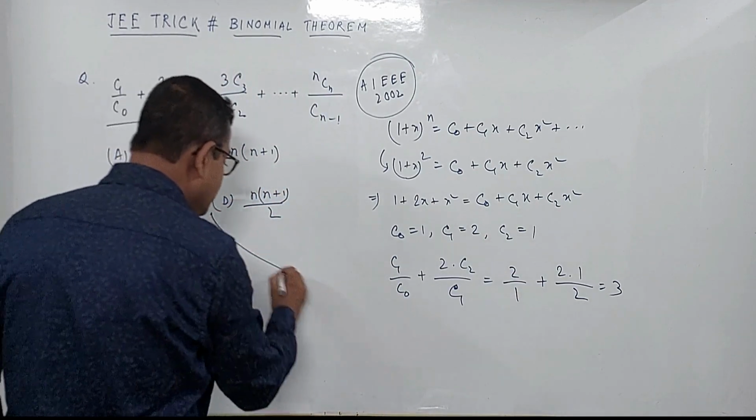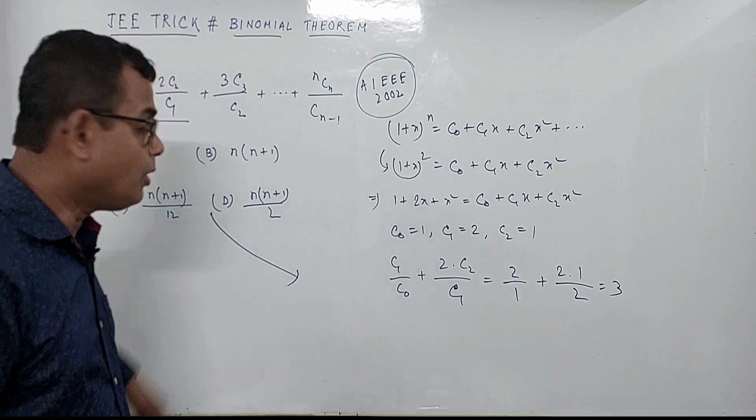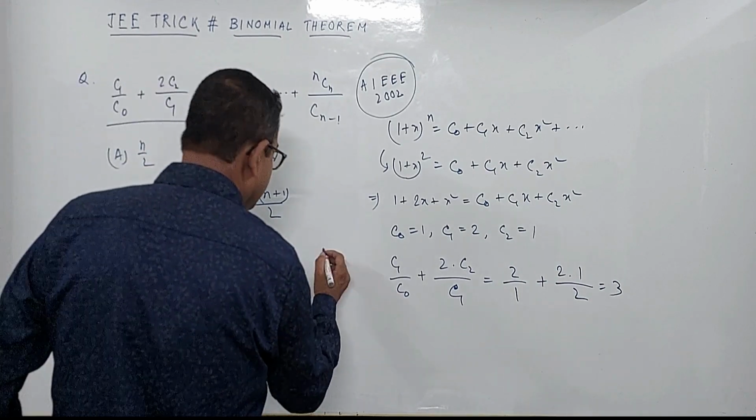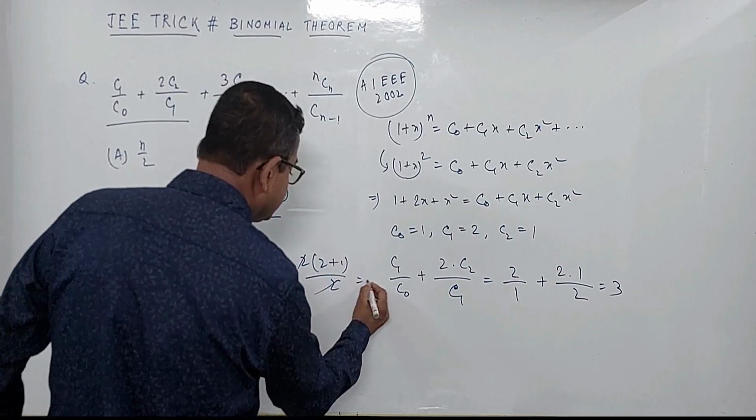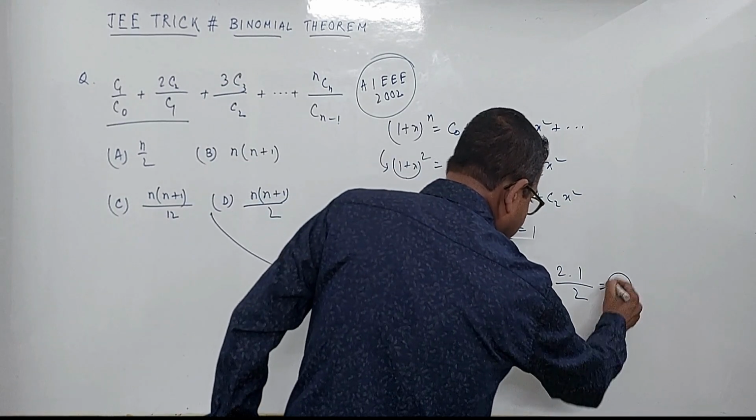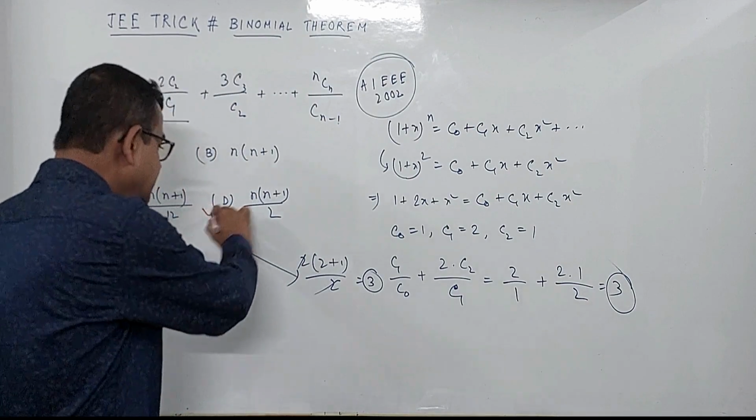Now if we put n equal to 2 in option D, we get 2 into 2 plus 1 by 2, so we get 3 here. Which matches with this. So D is the right answer.